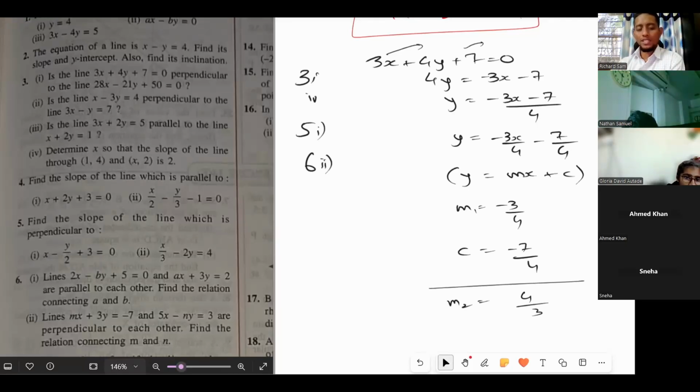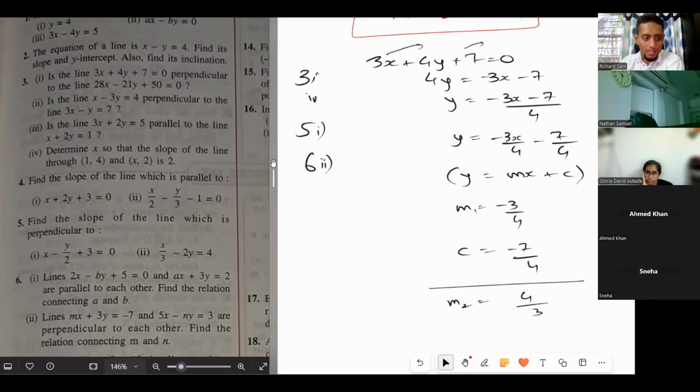So they've given 2 points and they've given the slope. So we'll use the slope formula. m is equal to y2 minus y1 upon x2 minus x1. Substitute the values and x will be the missing value. You should get 0.